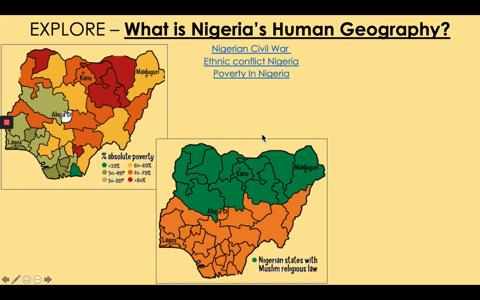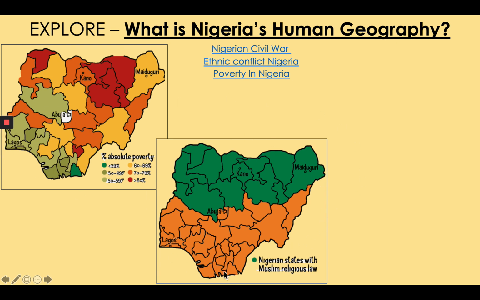This is a general map of religions in Nigeria. There are more religions than just Christianity and Islam, but they are the 2 main religions, and you will notice a very clear divide. The north of Nigeria is Muslim, and the south of Nigeria is Christian. The richest 2 cities, Abuja and Lagos, are in Christian states, whereas the northern cities of Kano and Maiduguri, much poorer, are in Muslim states. So Islam in the north, poorer. Christianity in the south, richer.